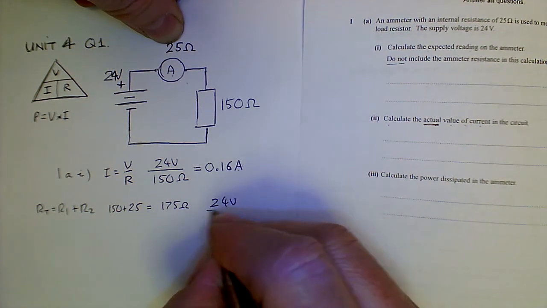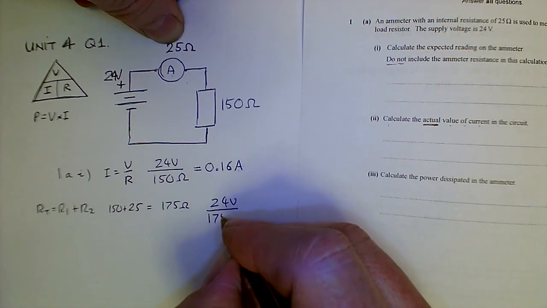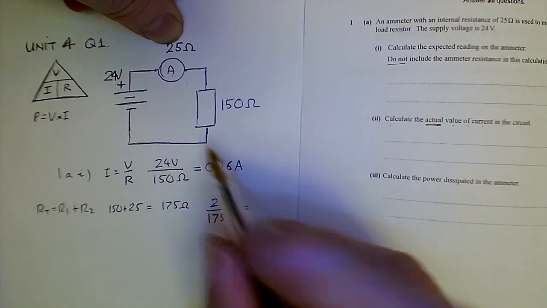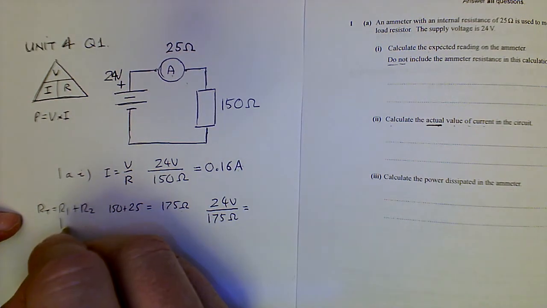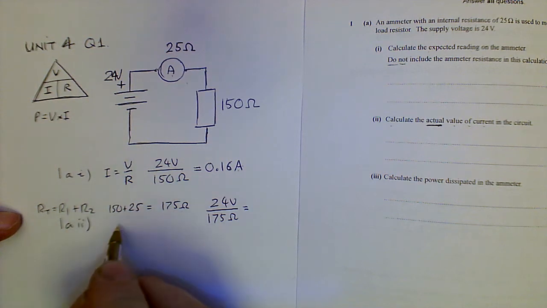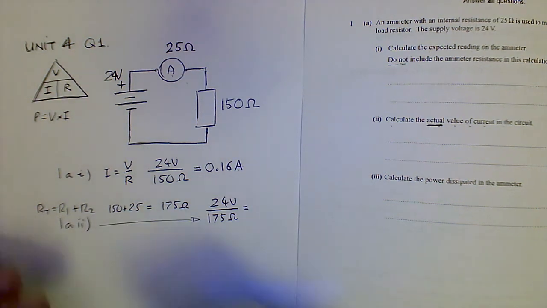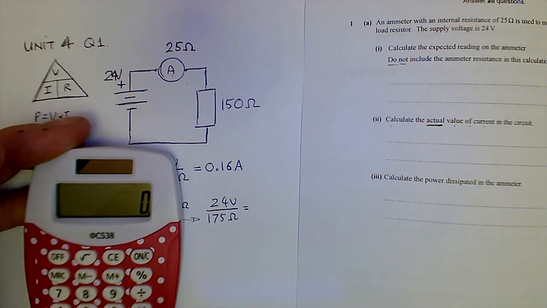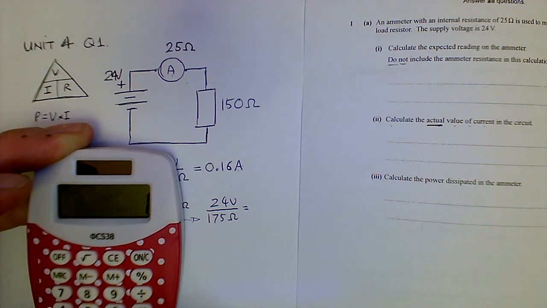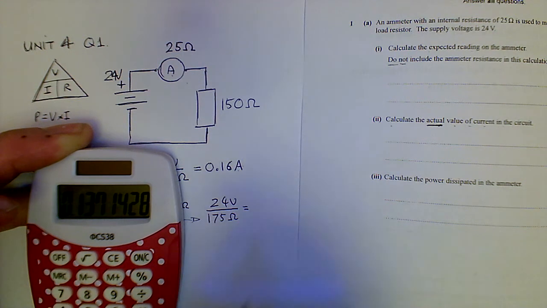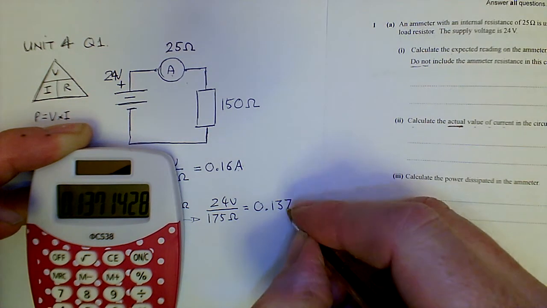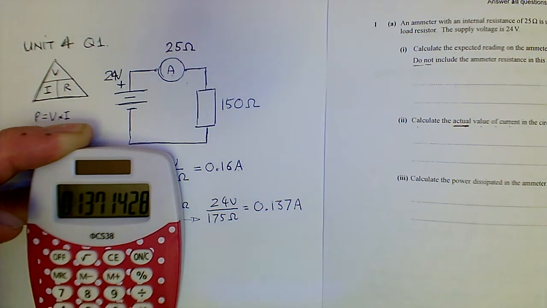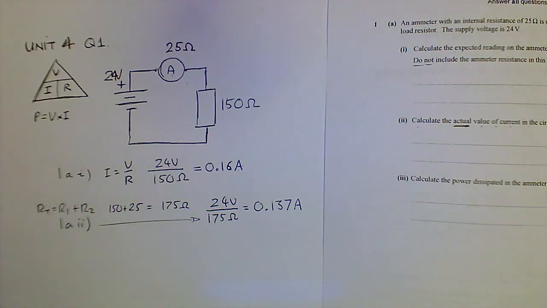So I've now got 24 divided by 175 this time, which means the actual current in the circuit. So this would be 1A22. The actual is, let's pop this in again, 24 divided by 175 equals 0.137 amps. 3 decimal places is fine there. If in doubt, always go to 3 decimal places unless it asks you to go otherwise.